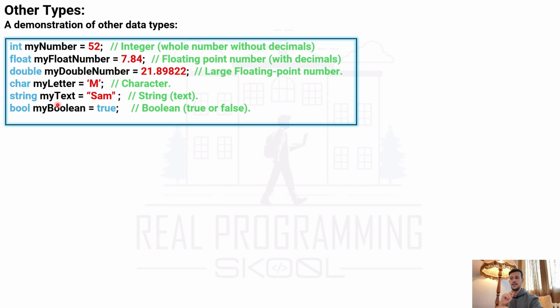We use the string data type, myText, we name the variable myText, equal double quotation Sam, double quotation, semicolon. And I want to tell you something here: the string is made from many characters. The string is an array of characters. For example, here my name Sam: S is a character, A is a character, M is a character. So three characters together create for us a string, which is Sam, my name. So the string is an array of characters, all right?